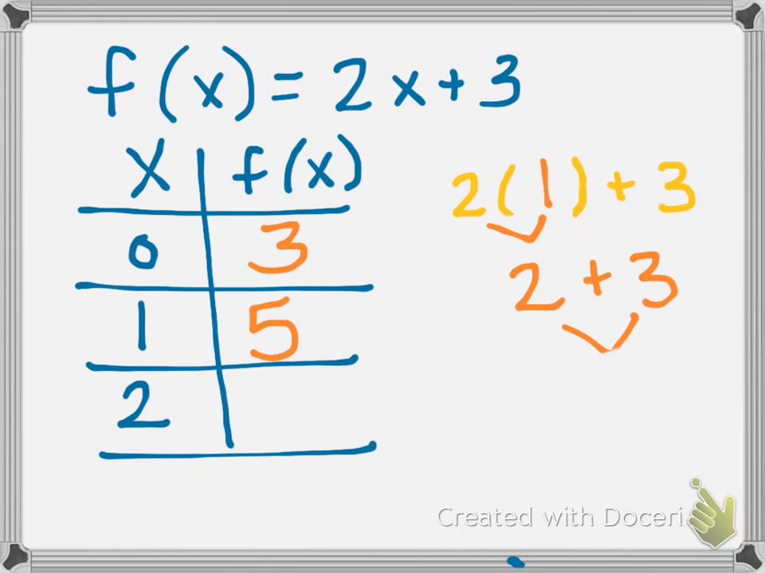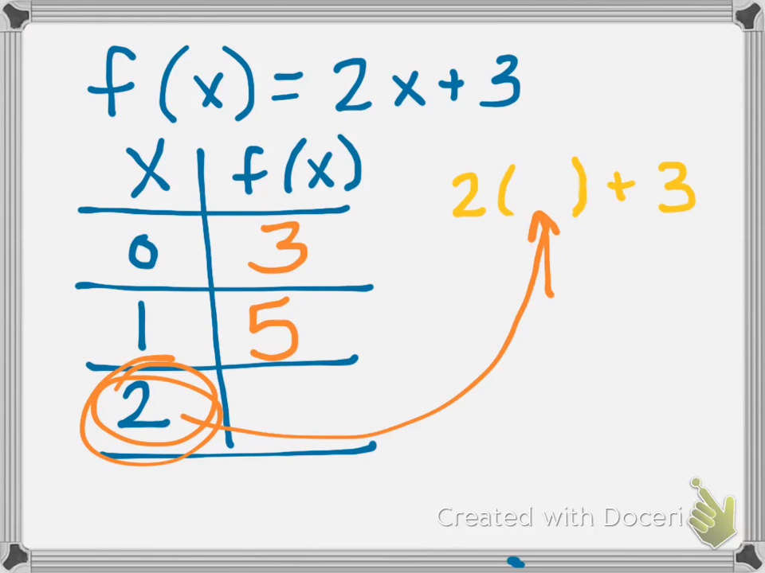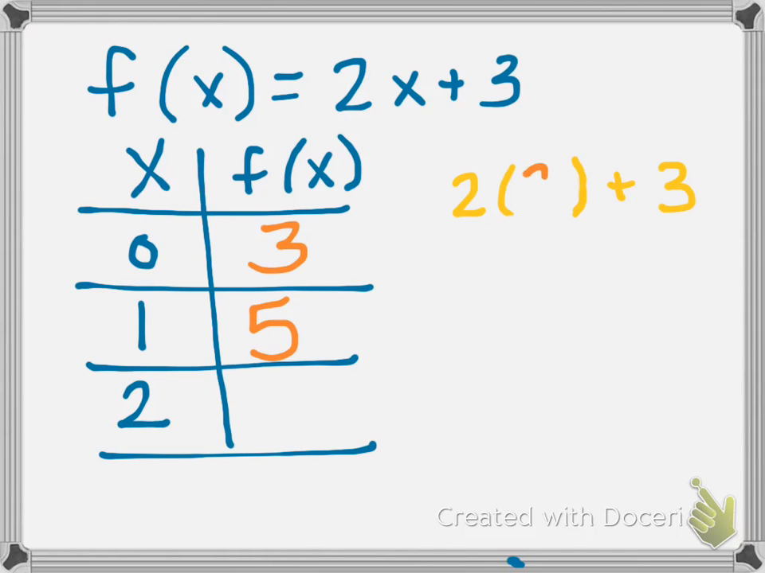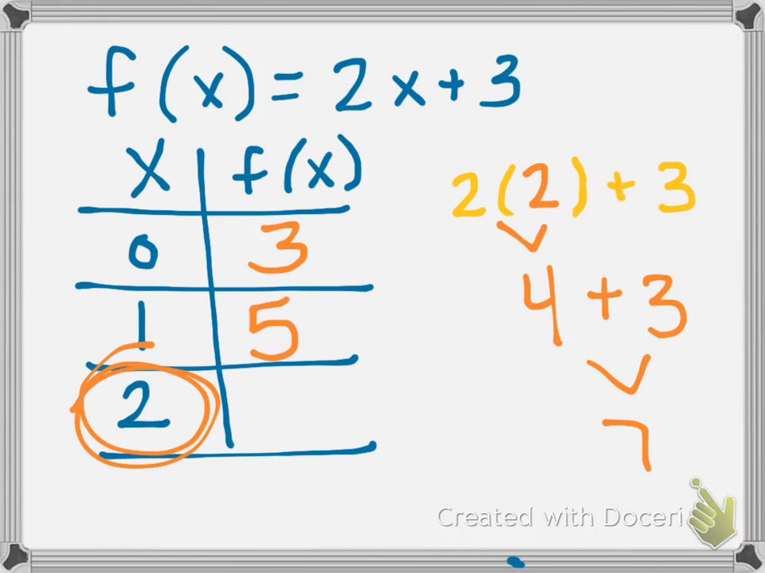Let's go ahead and do the last one. I bet that you're catching on to the pattern at this point. Let's do one more. So 2 pocket plus 3. This doesn't change. The only thing that changes is what I put in my pocket. And in this case, I'm going to put my 2 into the pocket. And solve it out. 2 times 2 is 4, plus 3. 4 plus 3 is 7. So when x is 2, the function of x equals 7. That's it. Let's do another one.